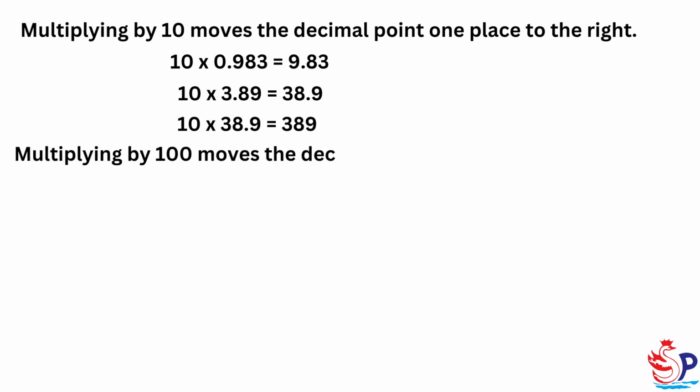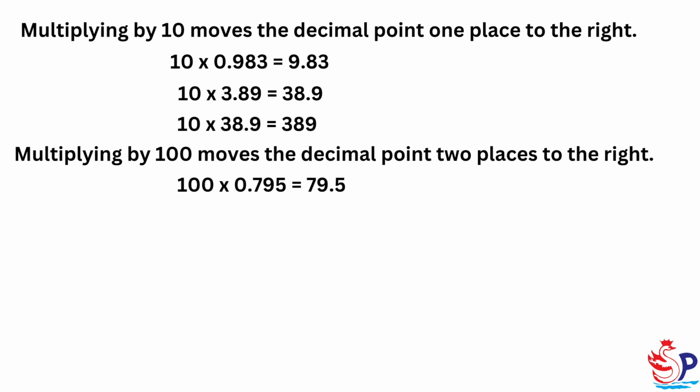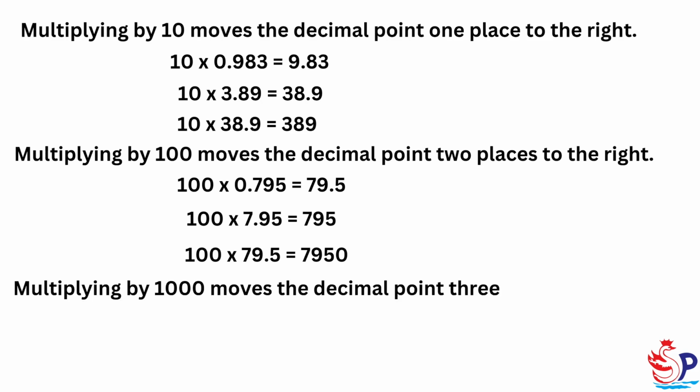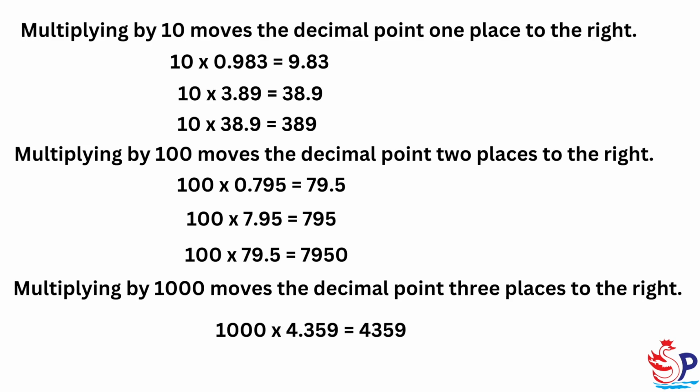Multiplying by 100 moves the decimal point 2 places to the right. 100 times 0.795 equals 79.5. 100 times 7.95 equals 795. 100 times 79.5 equals 7,950. Multiplying by 1000 moves the decimal point 3 places to the right. 1000 times 4.359 equals 4,359. 1000 times 43.59 equals 43,590.